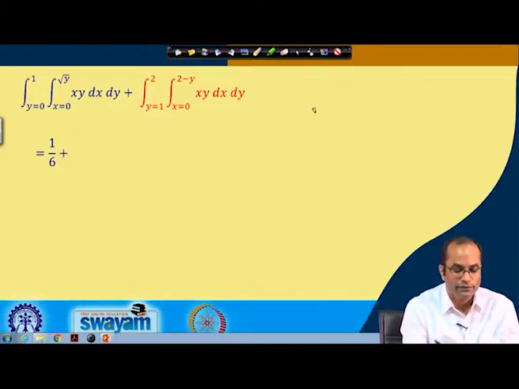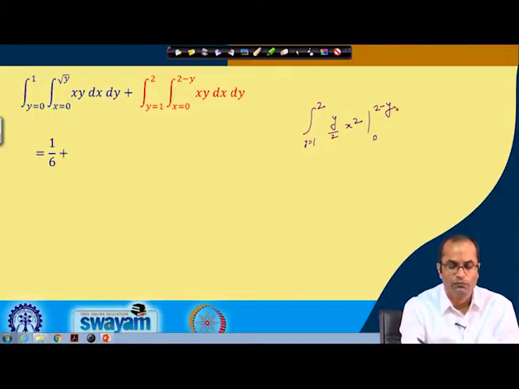Again, here we have y from 1 to 2, and the second integral x from 0 to 2 minus y. So, we are integrating now for x, which will be x square by 2, and the limits will be 0 to 2 minus y, and then we have dy.